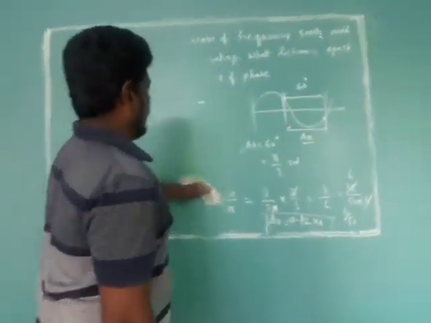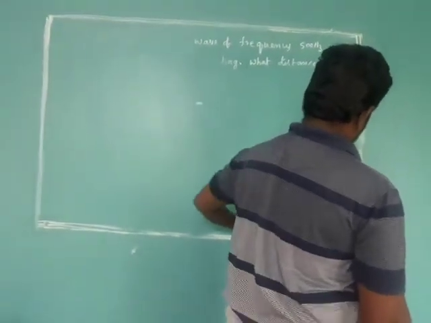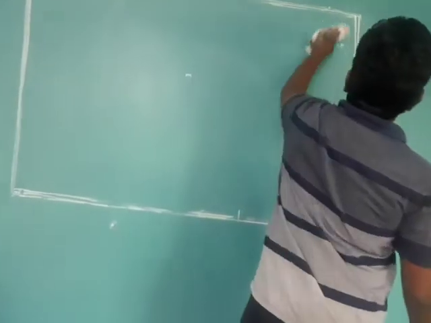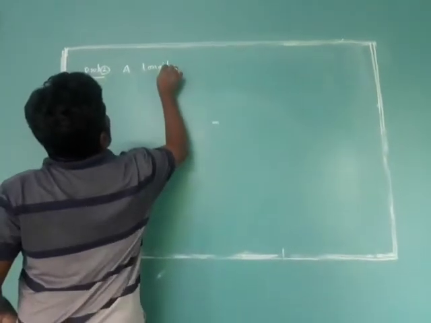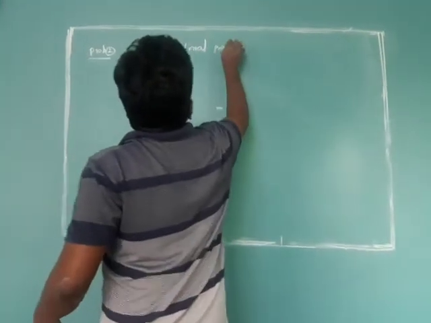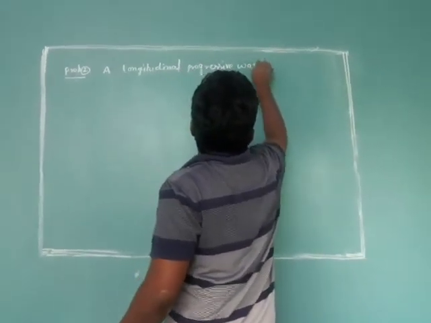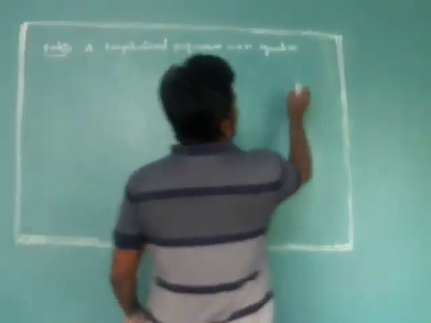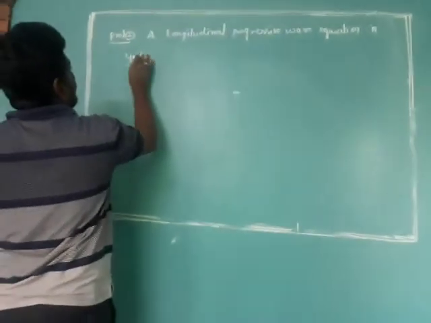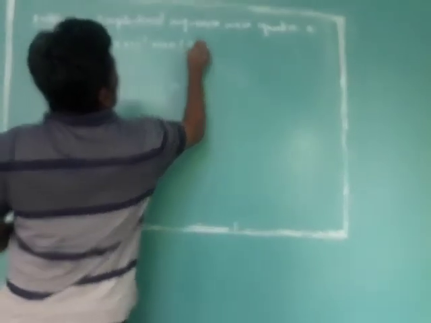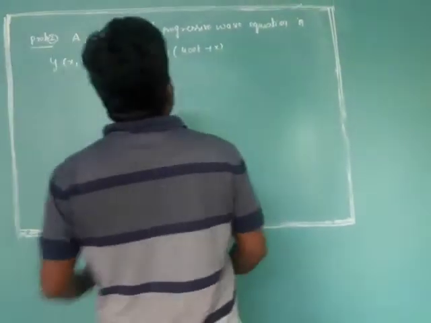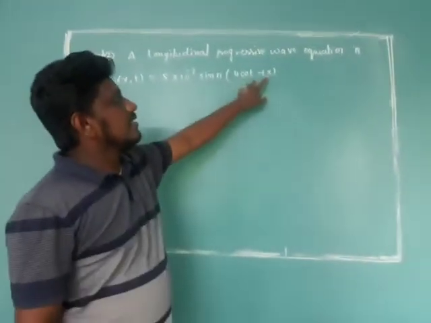Next, we will see one more problem. Problem number 2. A longitudinal progressive wave equation is y is equal to y of x comma t is equal to 5 into 10 to the power of minus 2 sin pi (400t plus x). All physical quantities t, x units are in SI units.